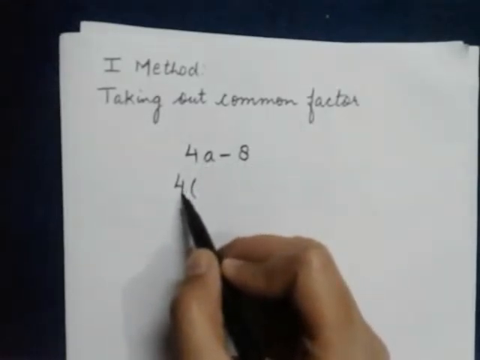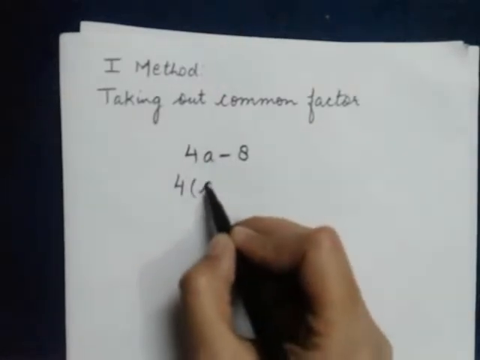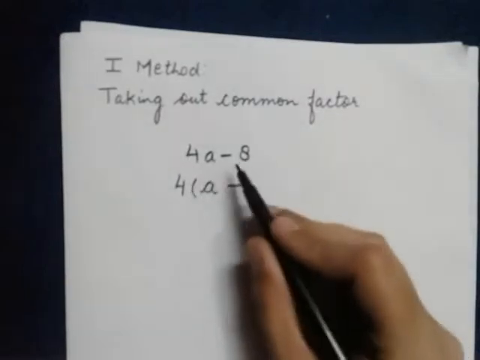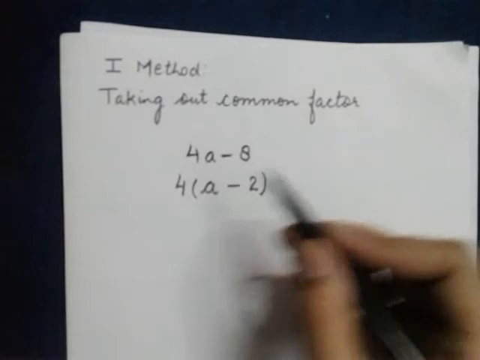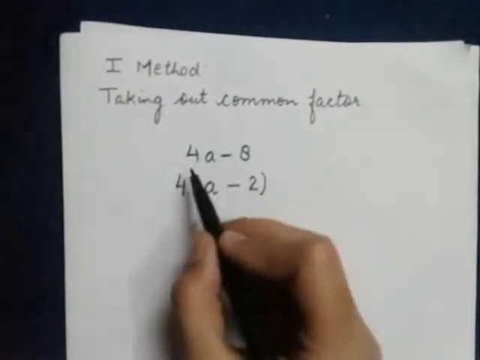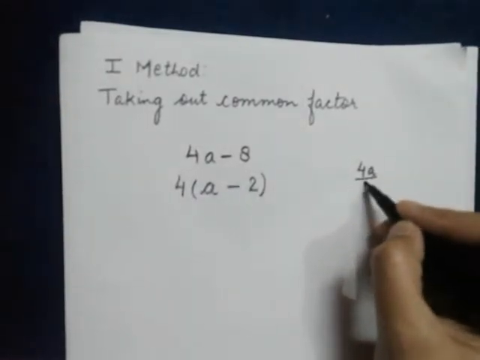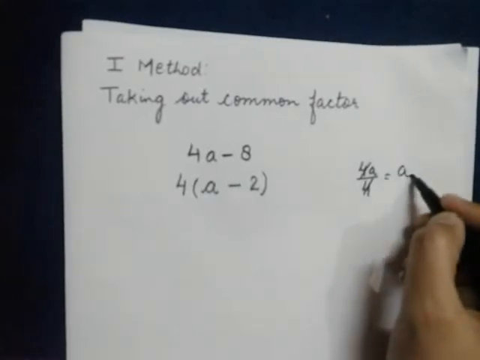4 is already out. Now what will come inside? 4 is out, a is left. So we write a here, minus 4 2s are 8, so we write 2 here. How we have reached this is that we took out the common factor 4, so we divide the first term, 4a, by the common factor 4. What is left? a was left.